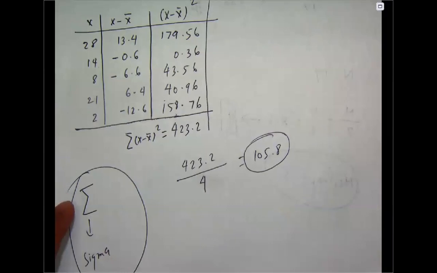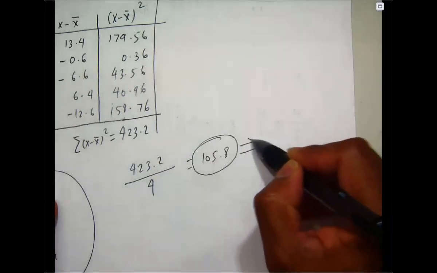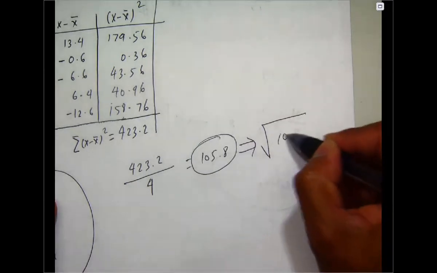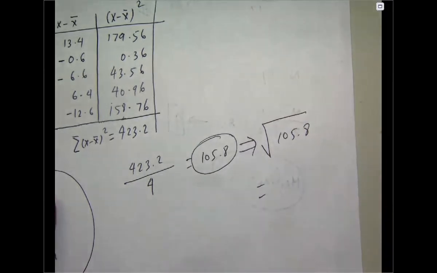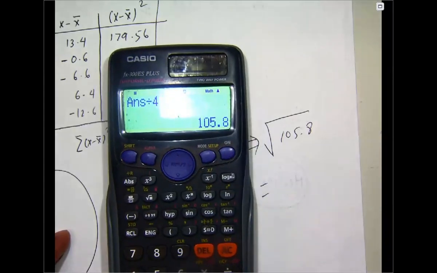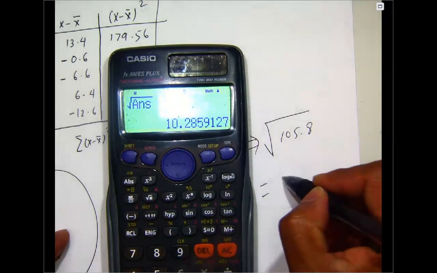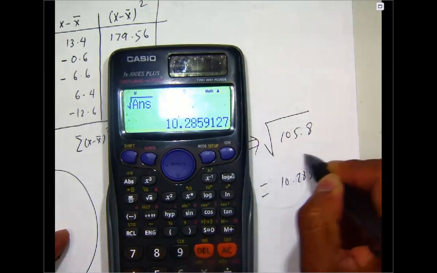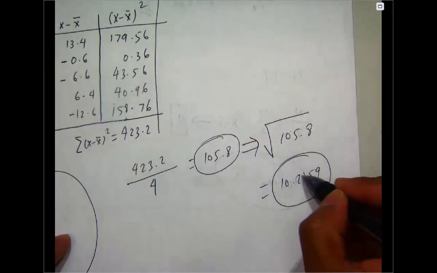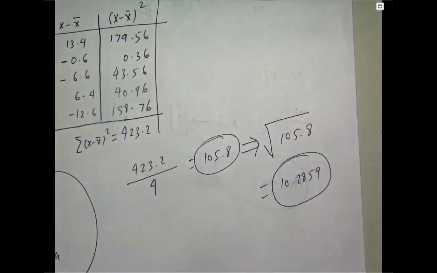So after finding this 105.8, that's not your final answer. You have to find the square root of this number, which you can find from this calculator. Here is the square root sign. Square root of your answer, and that is 10.2859. Sometimes this is your final answer. This is the standard deviation. Sometimes they ask you to round it to 1 decimal place, sometimes 2 decimal places. So just follow the instruction and give the answer.